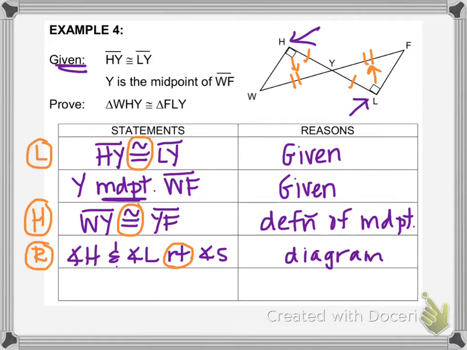So whenever you're using HL, you want to state that the hypotenuses are congruent, the legs are congruent, and that you have right angles. Once you have those three things, now we can say our triangle congruent statement, which is triangle WHY is congruent to triangle FLY.